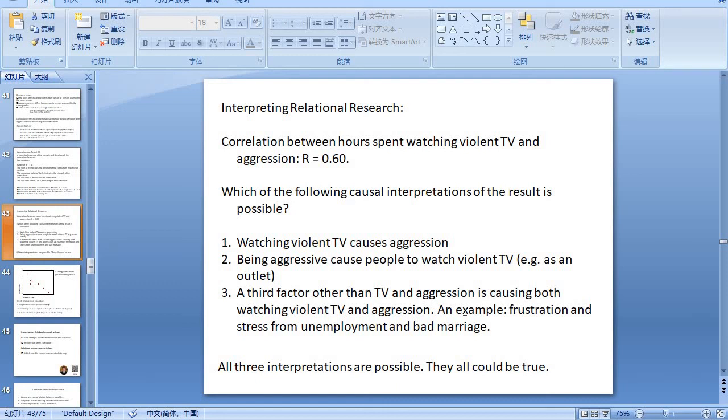So from correlation research, you can conclude that there might be a positive or negative correlation, strong or weak correlation, but you cannot draw a causal conclusion between the two variables.